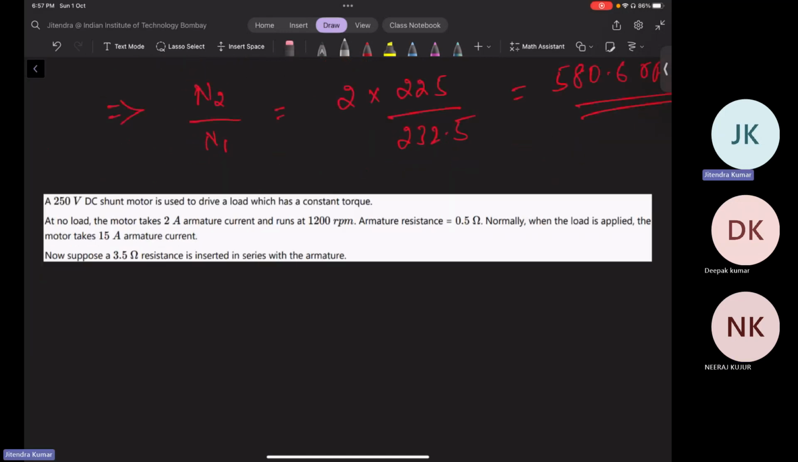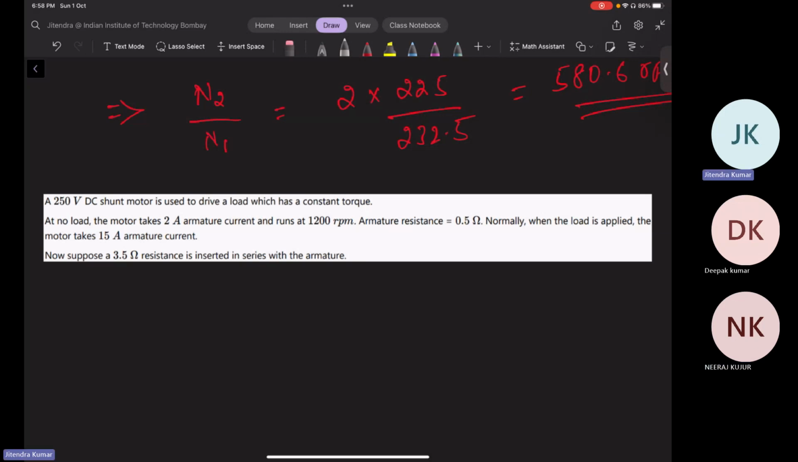Sir, is the DC generator still used for electroplating purposes, or has it been replaced by some other device? Actually, I am not aware of that electroplating application, so I cannot answer you, but I think you can easily find out on Google. Right now, I'm not aware of that particular application.